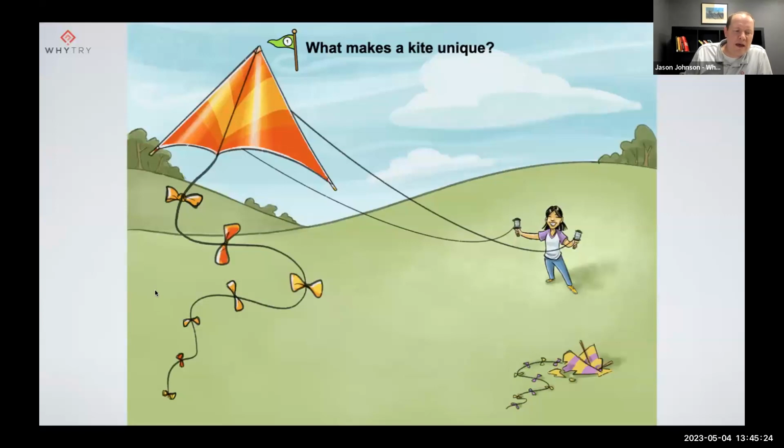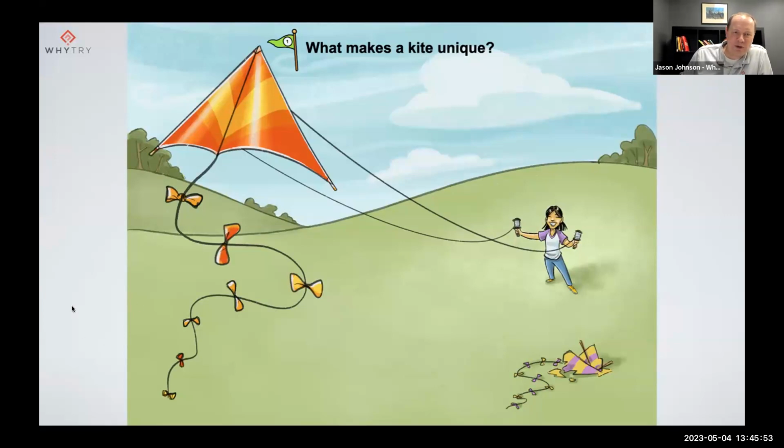So what makes a kite unique? Go ahead and respond in the chat. What is it? What's unique? What are some unique things about a kite? The shape. Yeah, it flies without a motor. The colors, person holding it, the way, they're very unique for sure.